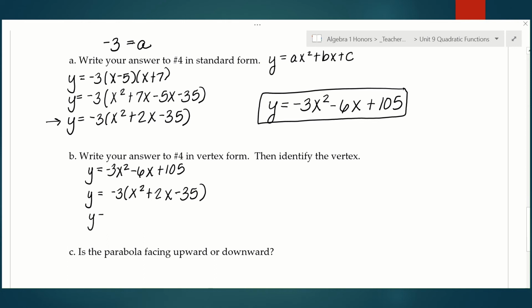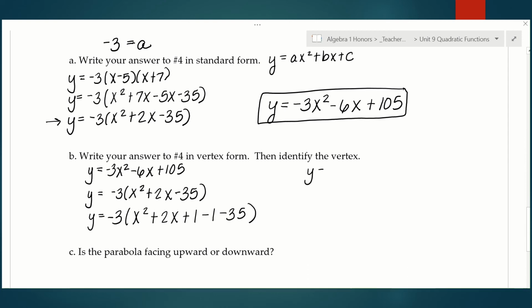Okay, and then from here, this is where we're going to do our completing the square step. So we're going to take half of our B term and square it and add that. So half of 2 is 1. 1 squared is 1. So we're going to bring down that -3. And then inside the parentheses, I'm going to have x squared plus 2x plus 1. To balance it, I'm going to do -1 and bring down the -35.